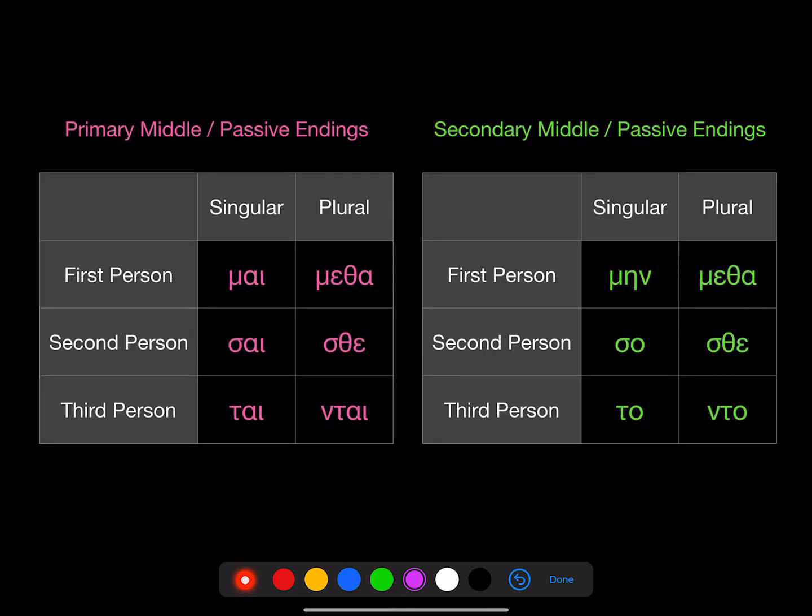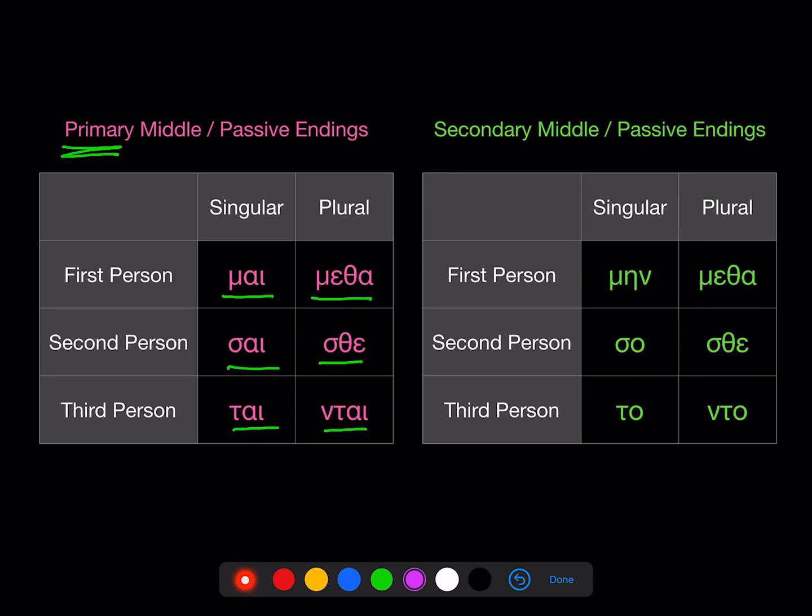Now, the perfect indicative middle passive is a primary tense. It's talking about completed action in present time. So it's going to use the primary middle passive endings, which we've already seen with the present middle passive and the future middle: mai, sai, tai, metha, sthe, and ntai.